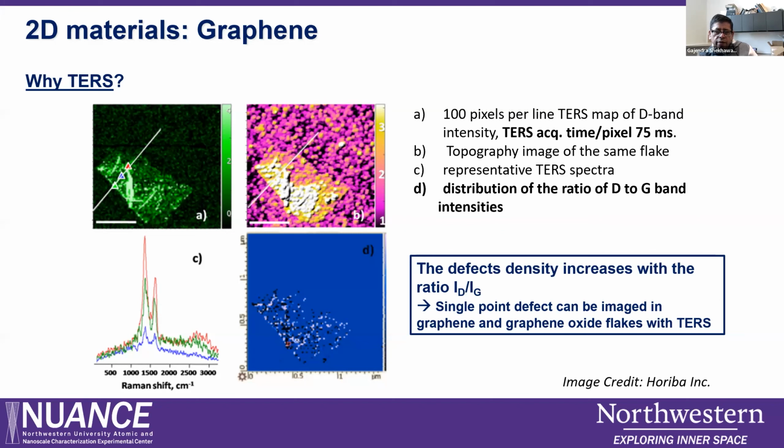So basically you can identify the ratio. When the ratio increases, the defect density increases. So you can do these types of measurements with this technique.